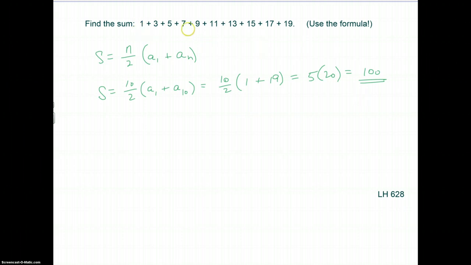Now you could fall back and plug all these into the calculator and you should get 100. That's all well and good, but if there were 1,000 numbers here, you probably don't want to be typing them all into the calculator.